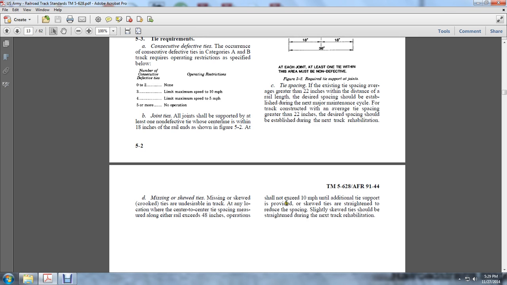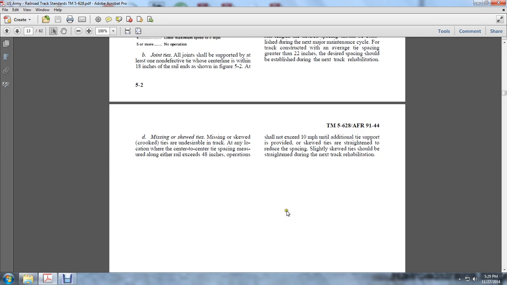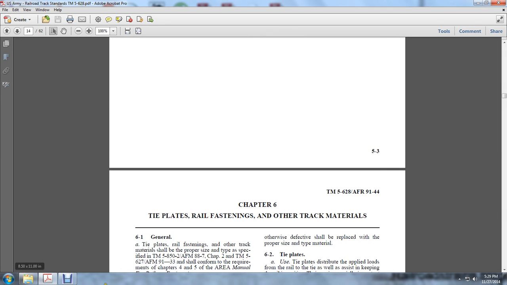In addition, tie support is provided by skewed ties being straightened to reduce the spacing. Slightly skewed ties shall be straightened during the next track rehabilitation. Chapter C, tie plates, rail fastening, and other track materials.